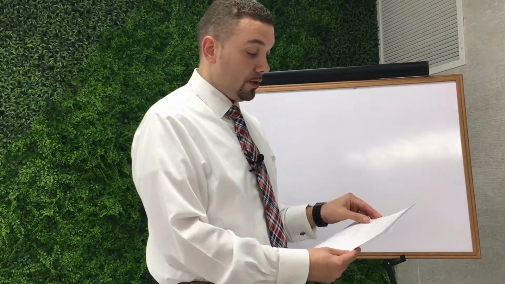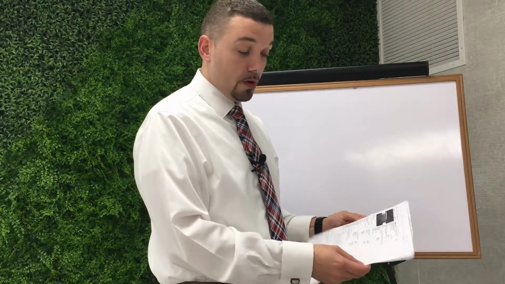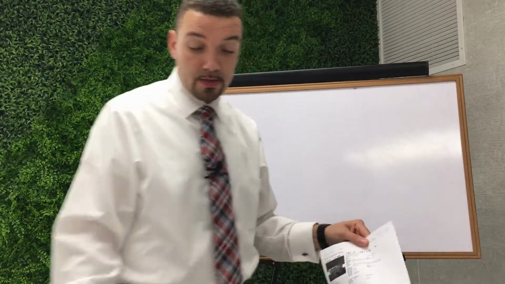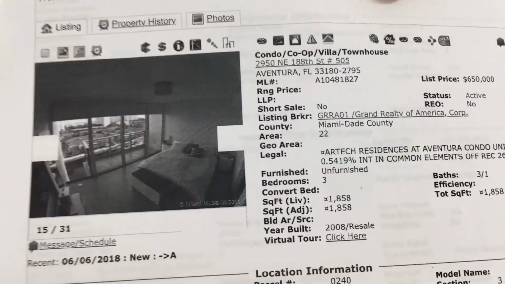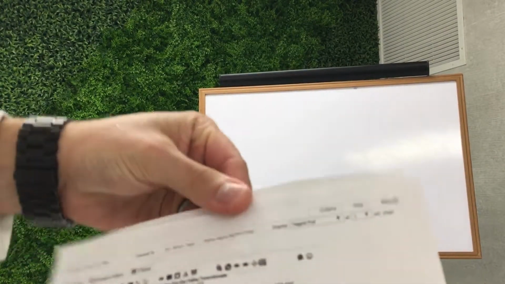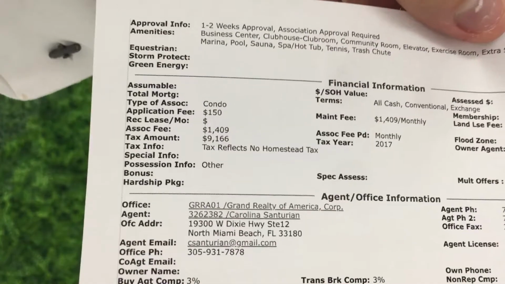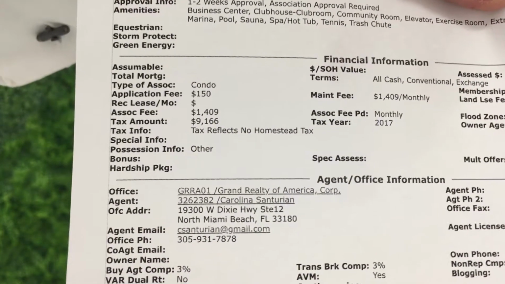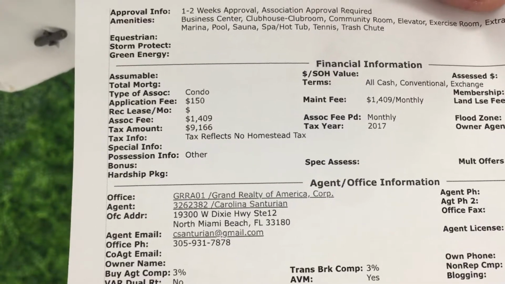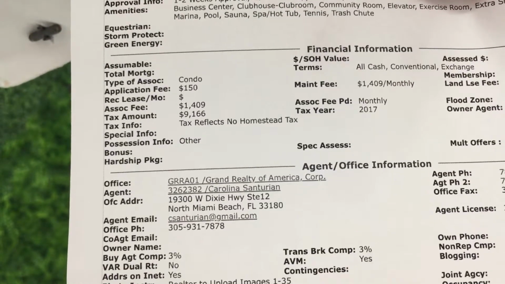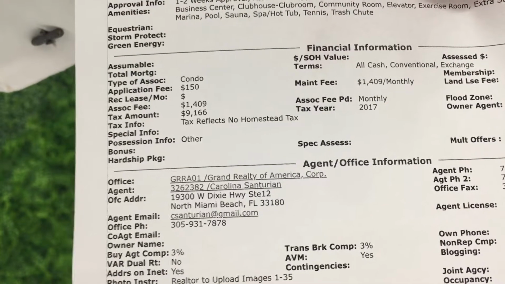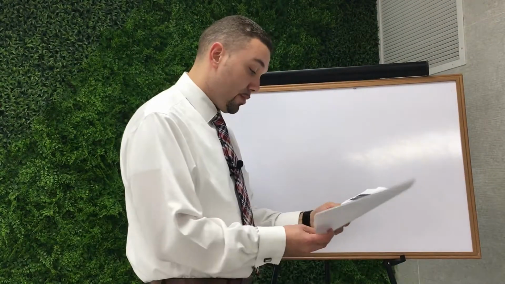So what I did for this example is I found out what unit currently is on the market. One of the units that I found was for $650,000, which you could see here again. This is an active unit right now in the market. I found out what the expenses are, or some of the expenses at least. Right here you could see that there's an association fee of $1,409 per month, and the taxes are $9,166 for the year.